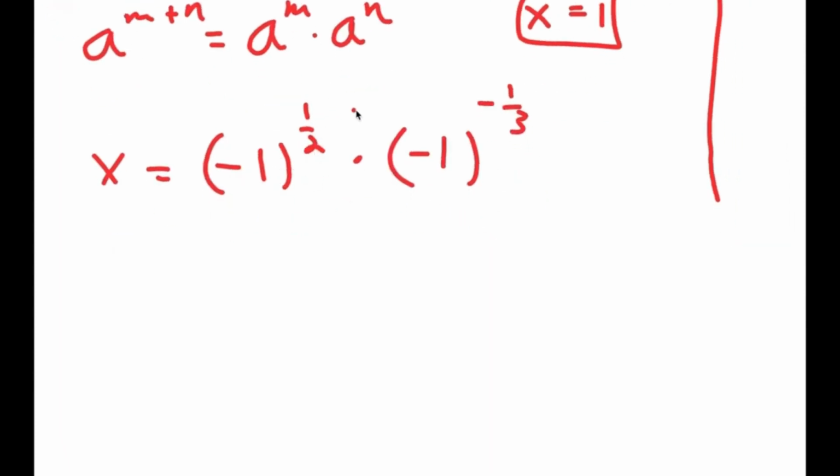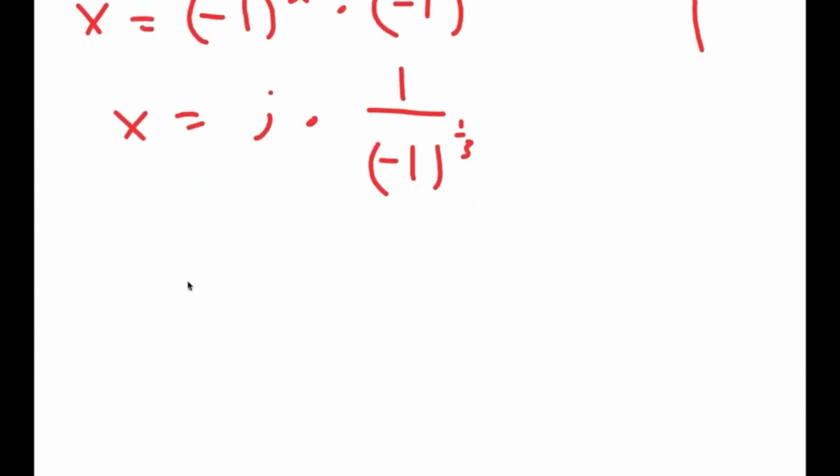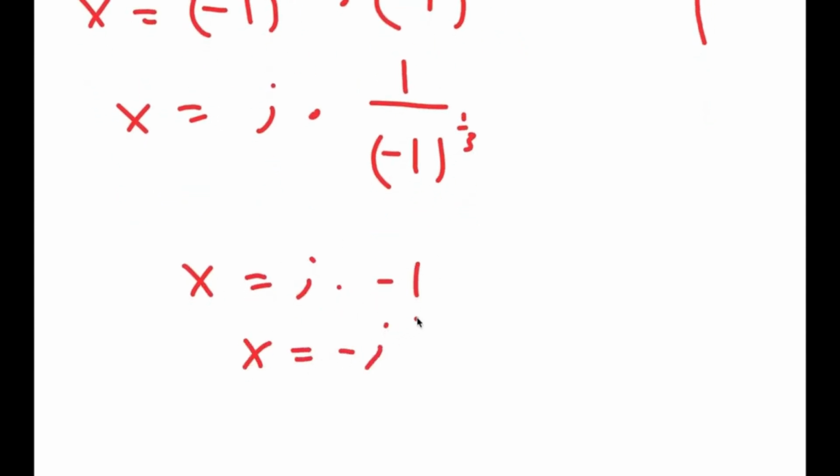Negative 1 to the power of 1/2 is the square root of negative 1, which is equal to i. So we get i times negative 1 to the power of negative 1 over 3, which is the same thing as 1 over negative 1 to the power of 1 over 3, which is equal to negative 1. So I get i times negative 1, which is equal to negative i, which is my final solution.